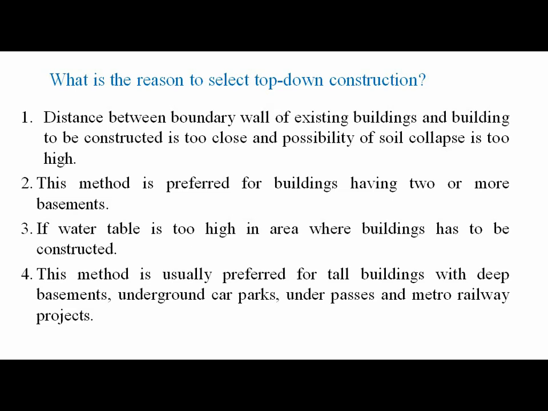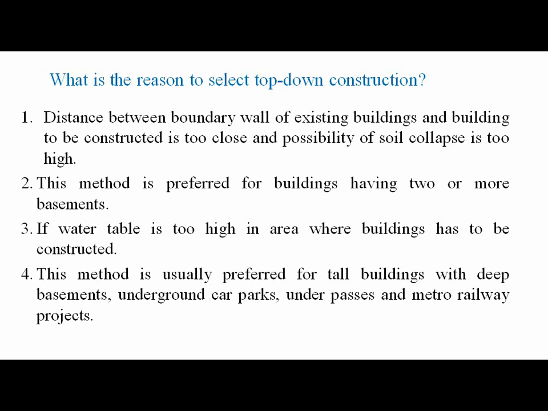And what is the reason to select this top down construction? So the reasons are, first one is the distance between the boundary wall of the existing building and the building to be constructed. When they are very close to each other, and if the possibility of soil collapse is too high, in that case you can go for top down construction.